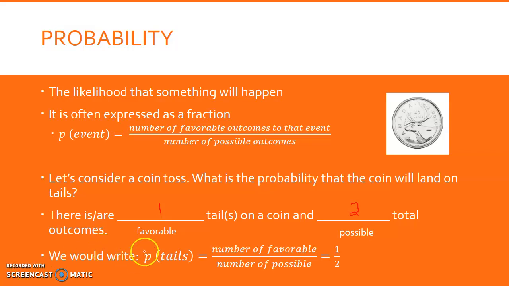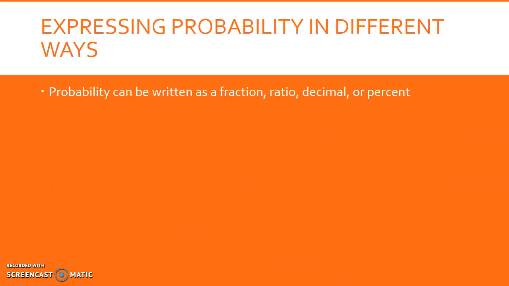So we can write or express it as the probability of tails being the number of favorable outcomes divided by the number of possible outcomes. So favorable outcomes, or tails, is 1. Possible outcomes, heads or tails, is 2. So our fraction would be 1 over 2, or 1/2.